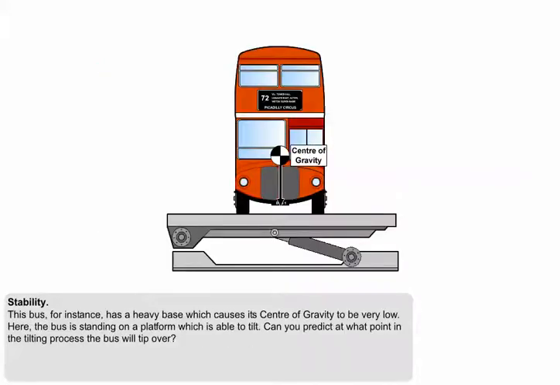This bus, for instance, has a heavy base which causes its center of gravity to be very low. If it is on a platform which is tilting, can you tell at what point the bus will tip over? Now, the important thing to remember here is that the Earth's force of gravity acts through the bus's center of gravity. The size of this force is, of course, equal to the total weight of the bus, and the line of action of the force is vertically downwards towards the center of the Earth.